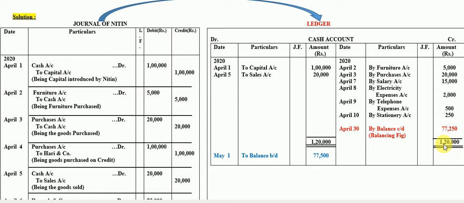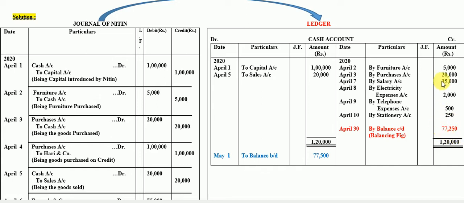Got it? That means what we will do is, whichever side has the higher amount, the highest, whether it is the debit side or the credit side, we will write the highest amount on both sides and balance it after drawing two lines. Got it? So the maximum amount on both the sides is 1,20,000 and 1,20,000. After that, we'll do the balance.